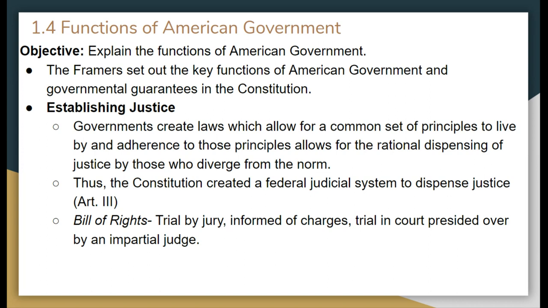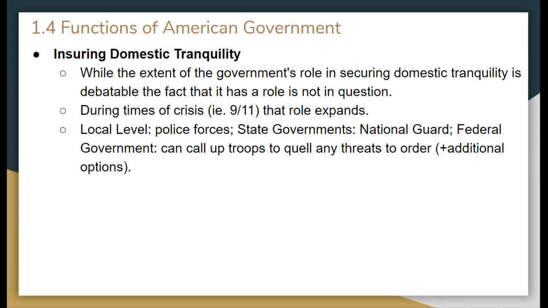The Bill of Rights also guaranteed things that move towards the ideal of establishing justice. For instance, demanding a trial by jury, that people be informed of the charges against them, that they are given a trial in a court presided over by an impartial judge. And as we will see, the rights of people under the Bill of Rights have expanded, and the rights of the accused under the Bill of Rights have expanded over time.